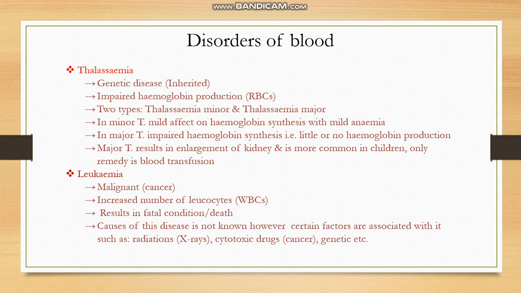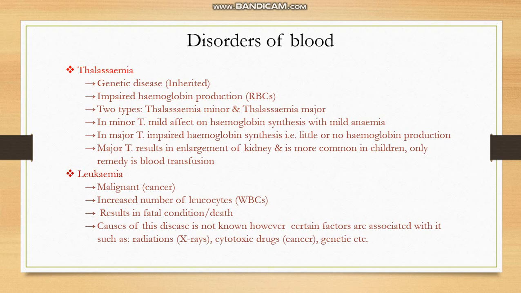Here we will discuss two disorders of blood. First one is thalassemia, while the other one is leukemia. Thalassemia is associated with RBCs, while leukemia is associated with WBCs. Thalassemia is basically a genetic disease which is inherited from the parents, and in thalassemia the hemoglobin production in RBCs is impaired.